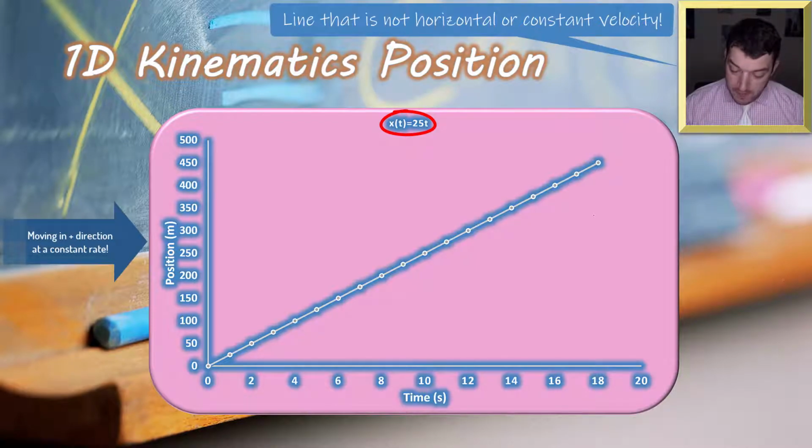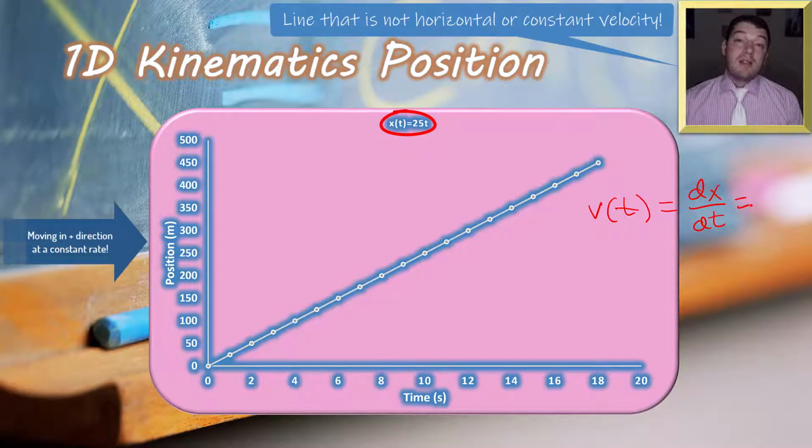When we think about the velocity as a function of time, which is going to be our derivative of position with respect to time, that's a constant times the variable. The derivative of a variable is 1, so this will be that constant times 1, or 25. And we can see that our velocity function is a constant 25, which makes sense since this is a straight line. We expect a constant velocity.